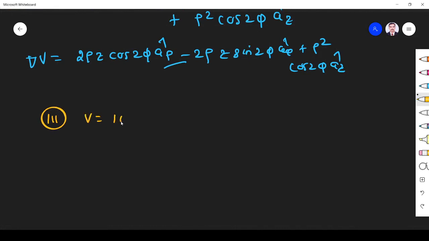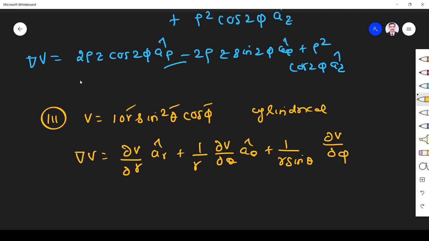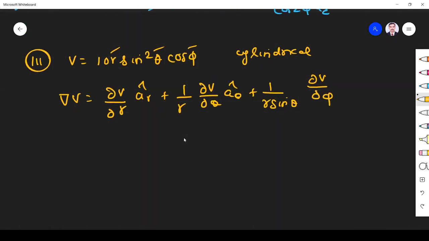V is equal to 10 r sine square theta cos phi. Here you see r theta phi. So it must be spherical coordinate. Right? So for spherical coordinate system, the gradient is given by dou v by dou r a r plus 1 by r dou v by dou theta a theta plus 1 by r sine theta dou v by dou phi. Right?